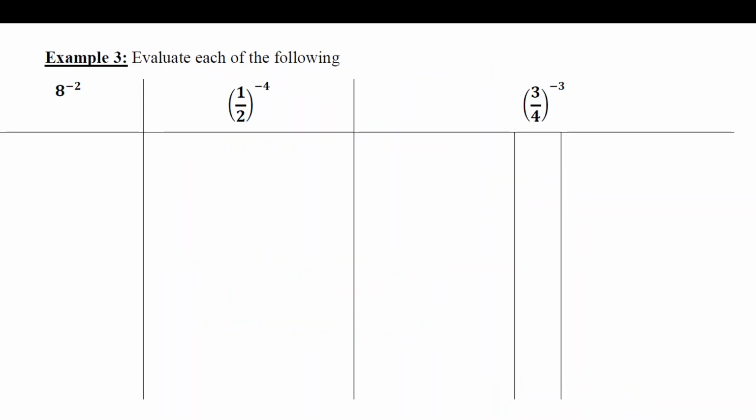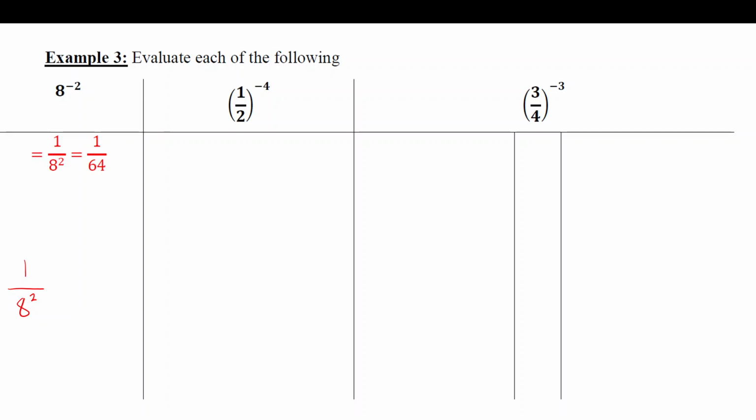So let's try and evaluate some of these. So we have 8 to the power of negative 2. So straight away we know that that's going to be 1 over 8 to the power of 2. Okay, and straight away we can work out that 8 to the power of 2 is 64.